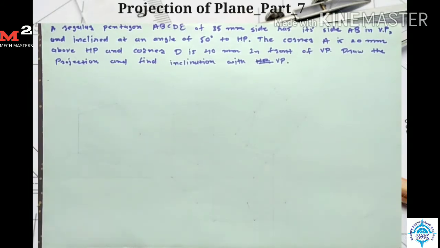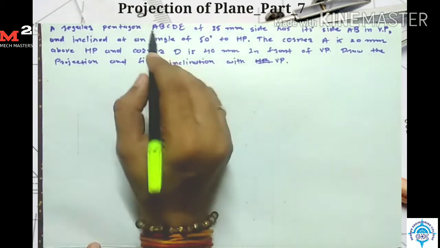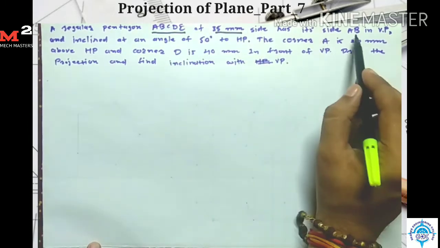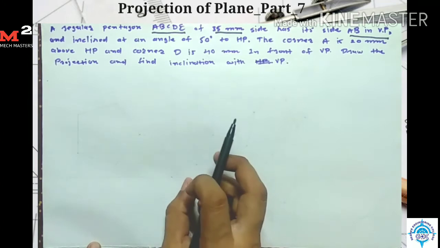Good morning friends. Today we are going to solve the problem of pentagonal plane. Okay, let's see the question. Here in the question it is given that a regular pentagon ABCDE of 35 mm side has its side AB in VP. Okay, so the plane is resting in VP.